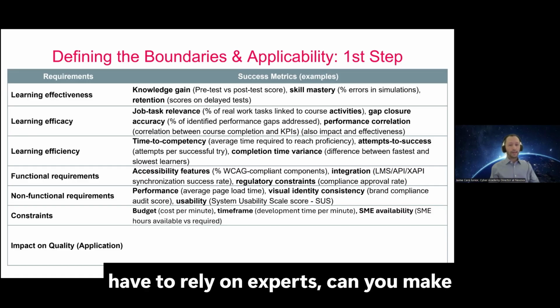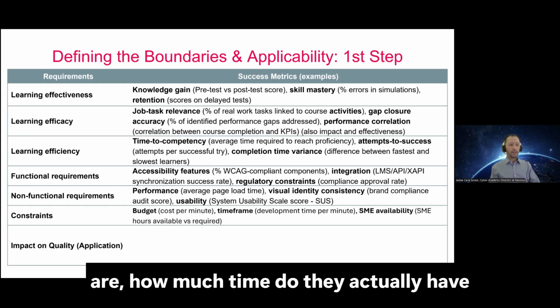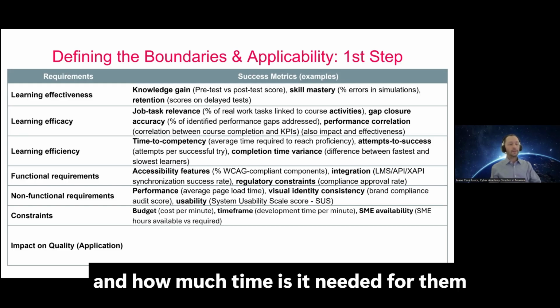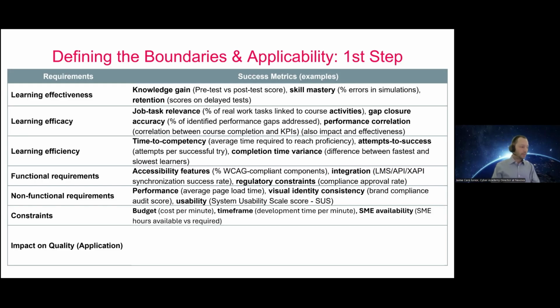Constraints such as budget and time frame are also something that's very easily neglected. If you have to rely on experts, can you make sure that they are available? If they are, how much time do they actually have, and how much time is needed for them to deliver what you're planning for them to deliver?